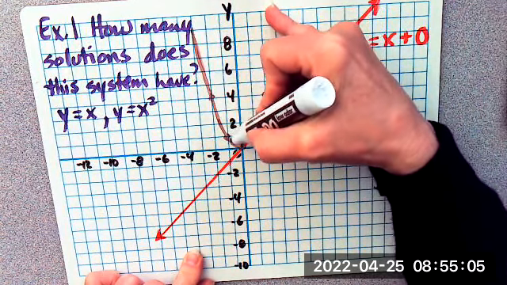And we see that we have the two solutions right there that we found right in the beginning. So we have a solution here at 0, 0, and a solution here at 1, 1. So how many solutions do we have? 2 solutions.